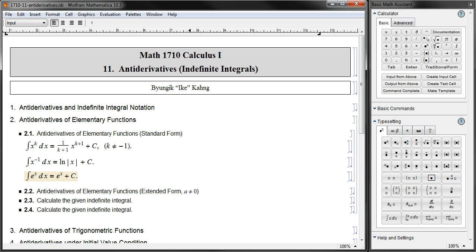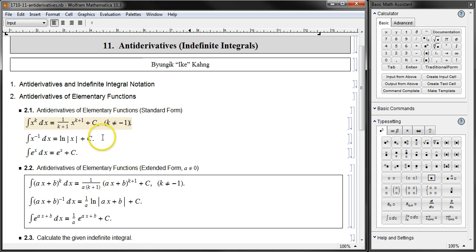These are standard antiderivative rules that we are going to exploit, but please remember a little bit more extended form. Very similar to these three, but here we have ax plus b inside the k power, ax plus b inside the negative first power, and ax plus b inside the exponential. And what's the recurring theme here? A in denominator.